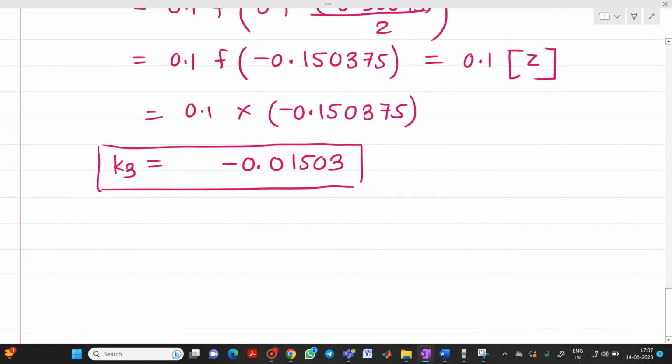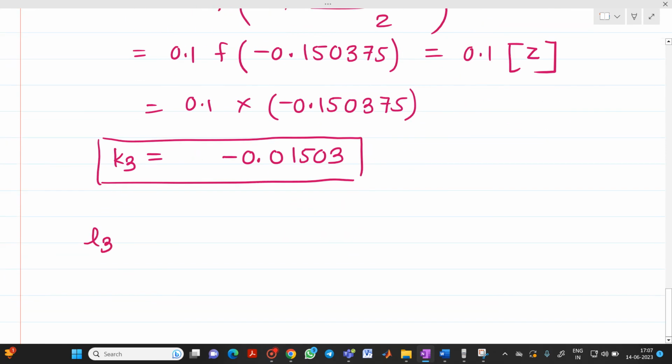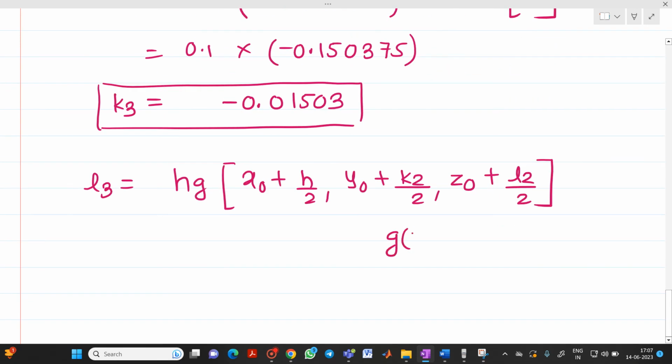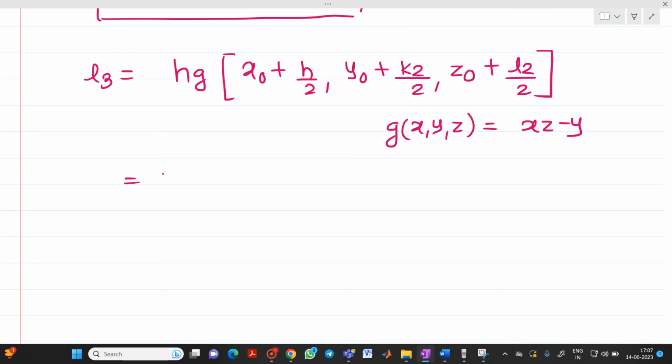Now next we have to find L3. So L3 will be equal to h into g of x0 plus h by 2, y0 plus k2 by 2 and z0 plus L2 by 2. So here, what is g of x comma y comma z? This was your function. Initially we discussed xz minus y. So first substitute all the values: 0.1 into g of x0 is 0, h is 0.1.